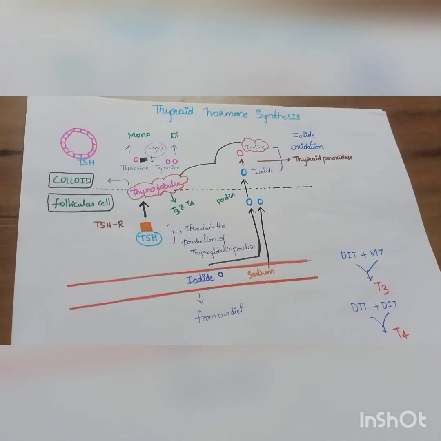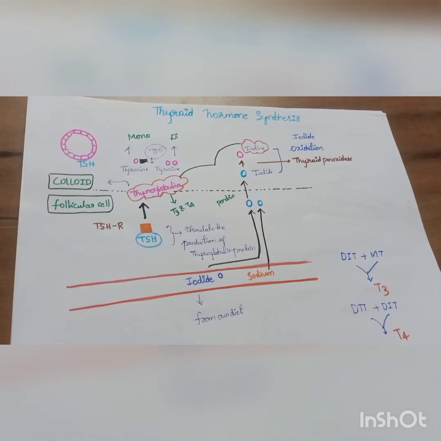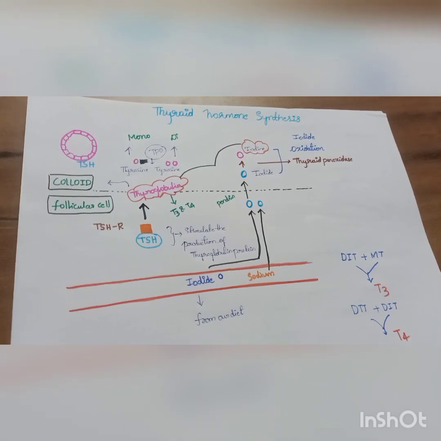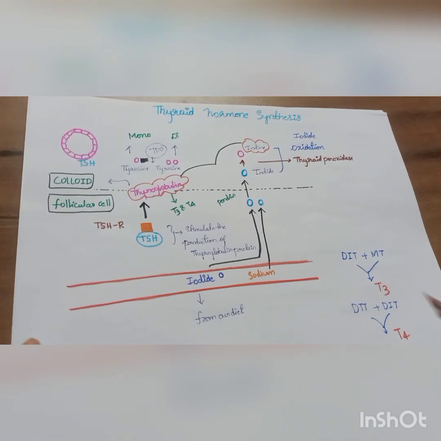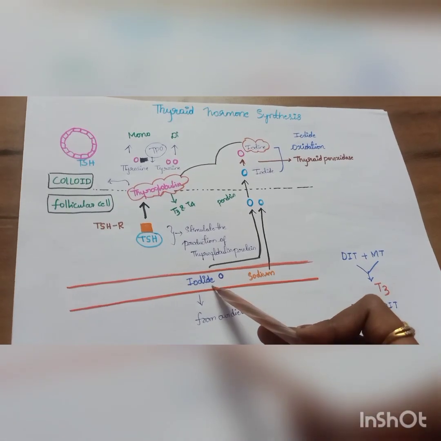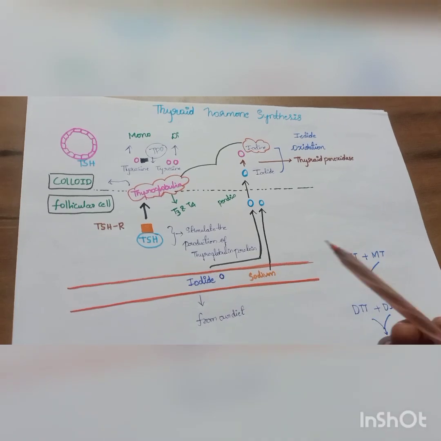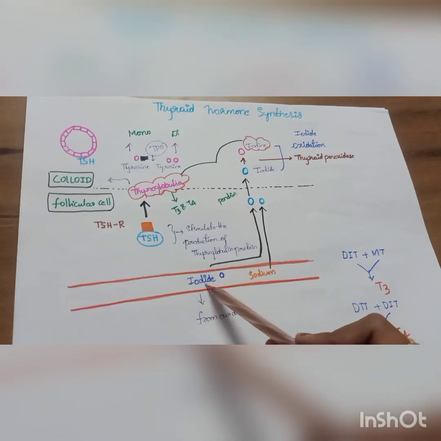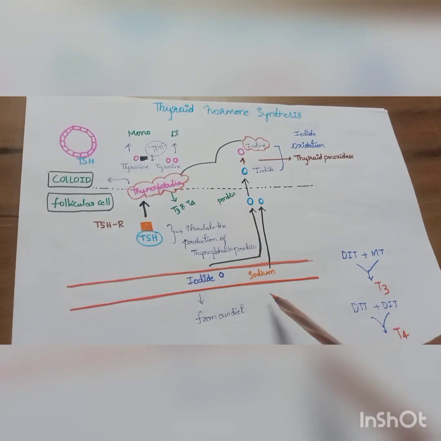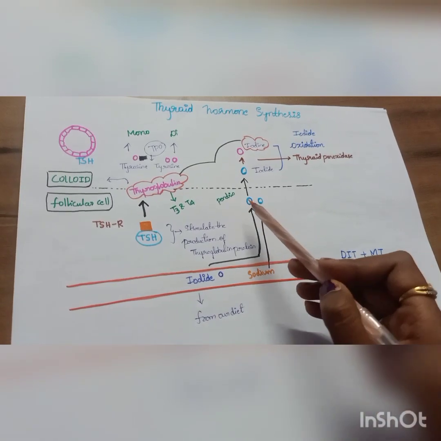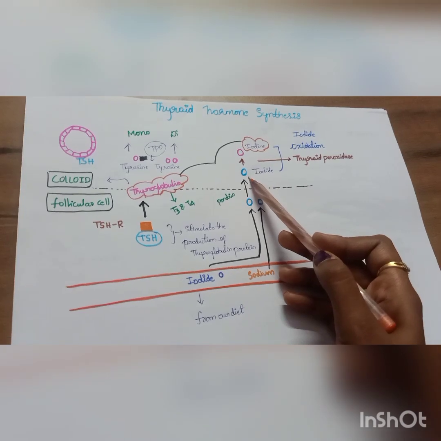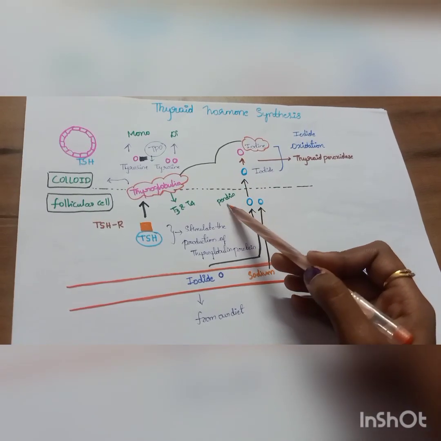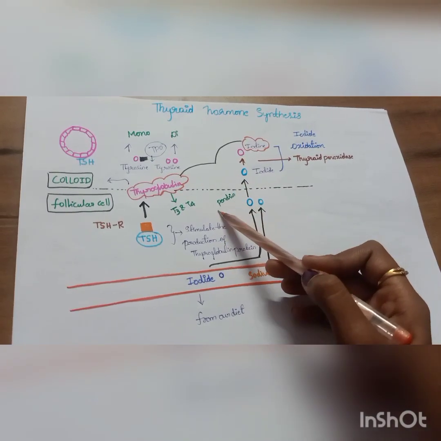So next, this TSH helps in production of thyroglobulin. It not only helps in production of thyroglobulin, it also helps in the reuptake of iodide from our diet into the blood. Okay. Then this iodide, which is absorbed from our diet, and the sodium travels to the colloid region through a transporter called pendrin.